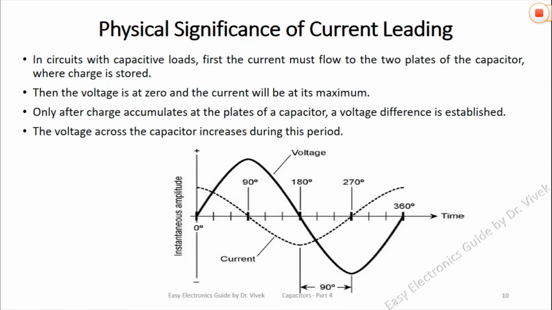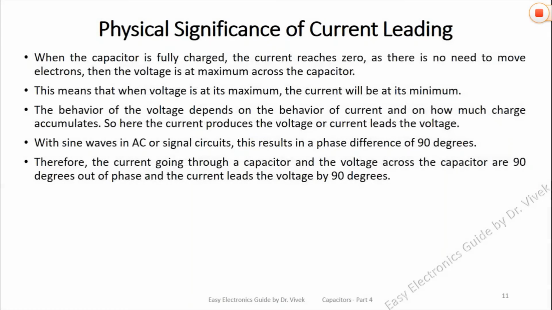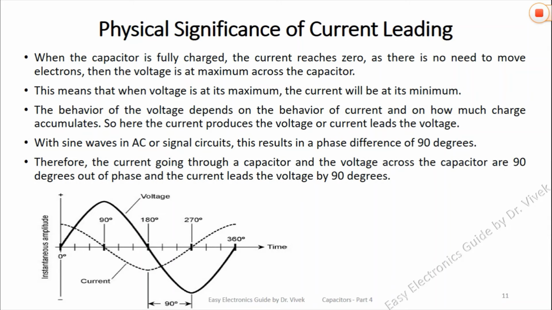In circuits with capacitive loads, the current must first flow to the two plates of the capacitor where charge is stored. Then the voltage is at 0 and the current will be at maximum. Only after charge accumulates at the plates of a capacitor, a voltage difference is established. The voltage across the capacitor will increase. When the capacitor is fully charged, the current reaches 0. Then the voltage is maximum across the capacitor.